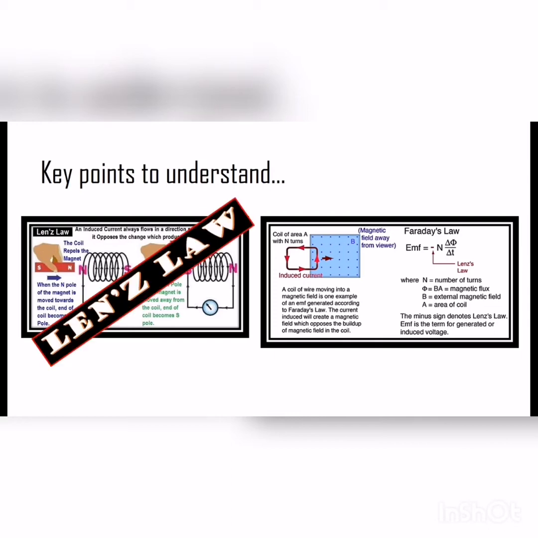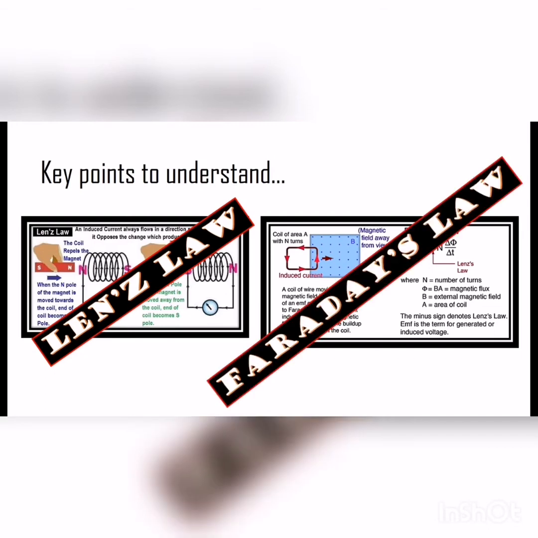Whereas Faraday's law comes up with an equation to calculate the electromotive force when a coil of wire is moved into and out of a magnetic field, which we have over here. EMF equals negative N multiplied by delta BA over delta T. This is Faraday's law.